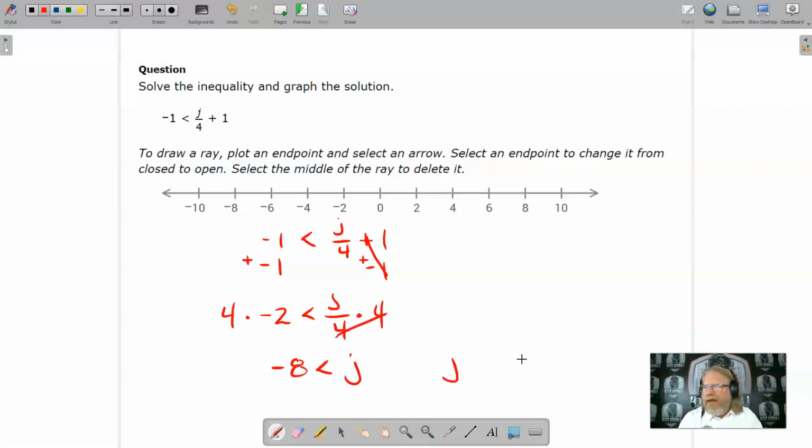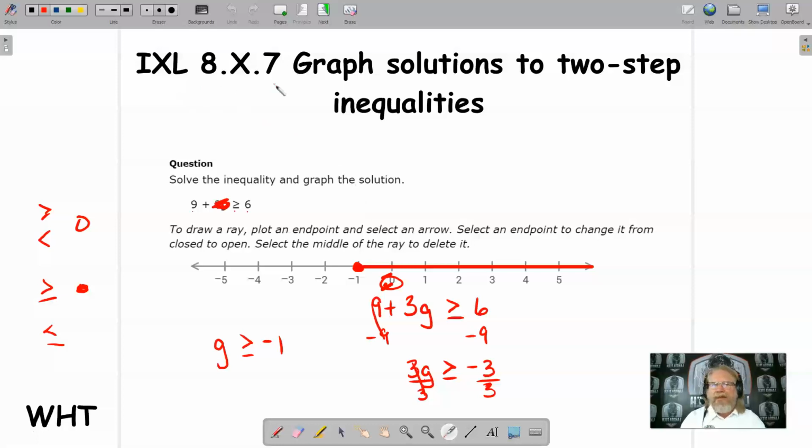Now I want the J on the left and the negative 8 on the right. Notice that it's pointing at the 8, so we'll keep it pointing at the 8. And now we know that J is greater than negative 8. So let's find negative 8. It should be an open dot because we don't have the equality concept, and we want it going to the right.